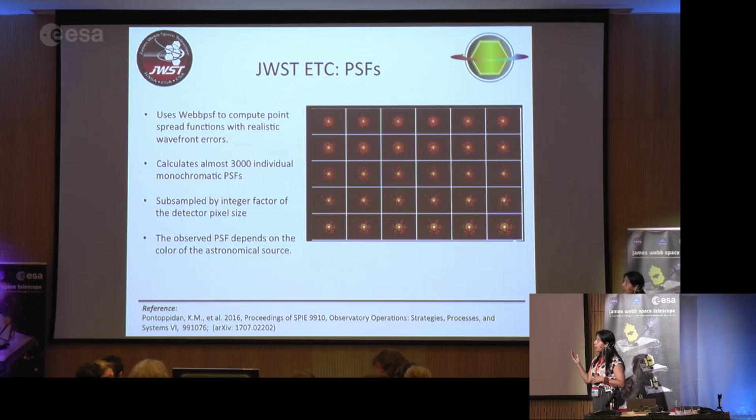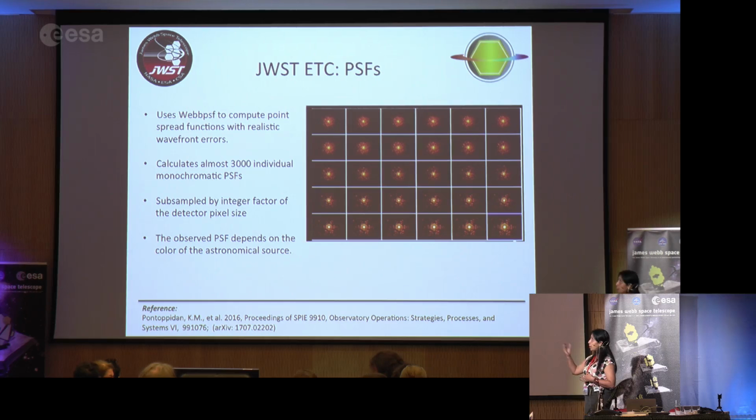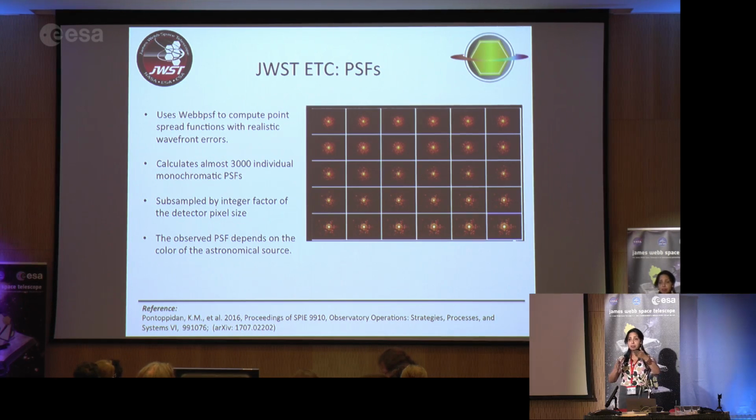The ETC calculates about 3,000 individual monochromatic PSFs because, as you remember, the third dimension of the scene cube is basically the wavelength. So you're creating the scene, the flux distribution for each wavelength, and then convolving it with the monochromatic PSF. The PSFs are subsampled by an integer factor of the detector pixel size, and because you're calculating it for every plane, the final PSF actually depends on the color of the object as well.